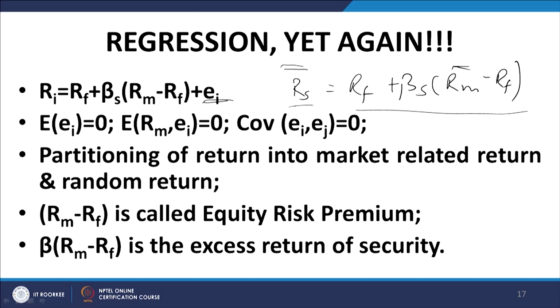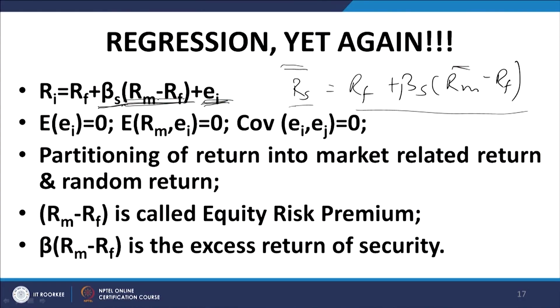We have our regression equation in this form, a slightly modified version. This component here is nothing but the systematic risk, and this component here is nothing but the unsystematic risk. So, another point here, the risk is partitioned into systematic and unsystematic risk. The return is partitioned into a component which is related to systematic risk, which is called risk premium. The part related to systematic risk is called risk premium, and the other part is a random component.